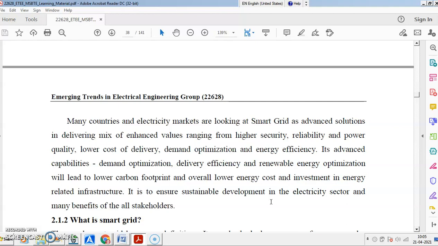lower energy cost and investment in energy related infrastructure. It also ensures sustainable development in the electricity sector and many benefits to all the stakeholders. So this is the basic idea that we have about the smart grid.